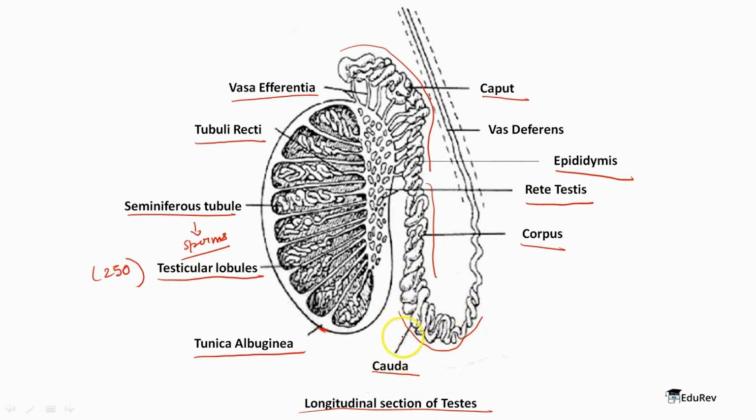And a new duct from the cauda is arising, known as the vas deferens. What is it known as, and from where is it arising? It is arising from the cauda, and this is known as the vas deferens. Okay.